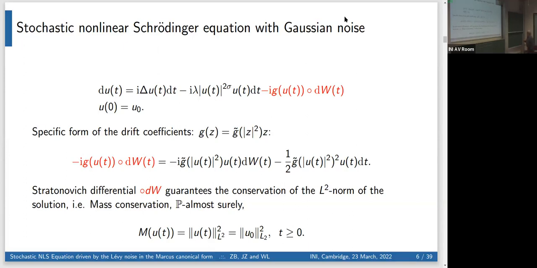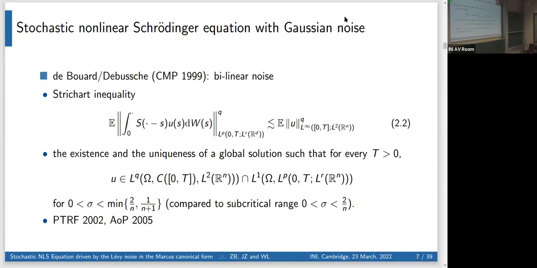The advantage of such an equation is that the mass is preserved, and that is the main feature from the point of view of my talk. And such equations were first studied by Anne de Bouard and Arnaud Debussche in Communications in Mathematical Physics, 1999. They considered the bilinear noise, so the coefficient was linear with respect to u. And the main tool for the estimate in order to handle the nonlinearity was a Strichartz estimate.